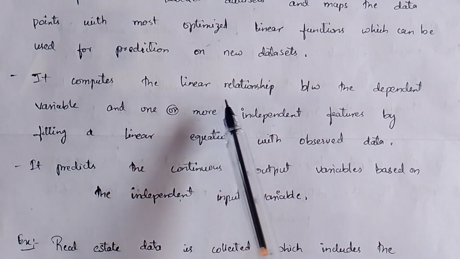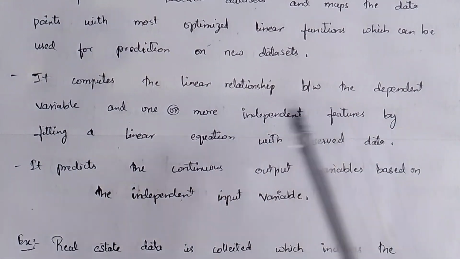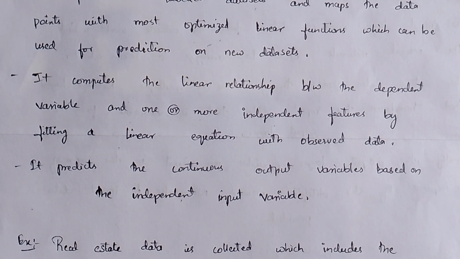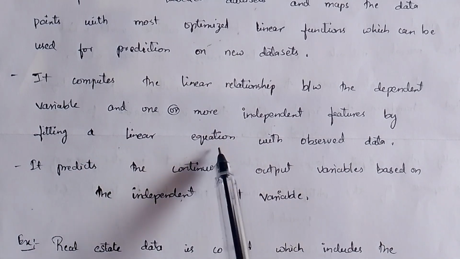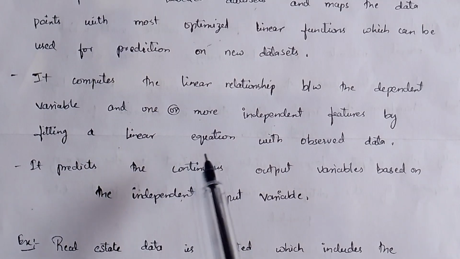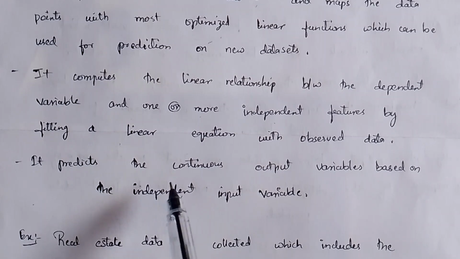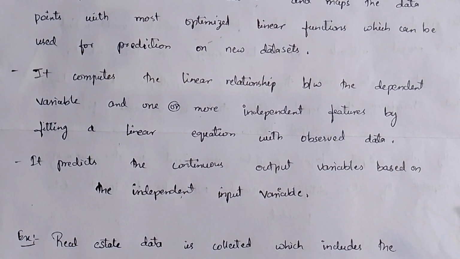It computes the linear relationship between the dependent variable and one or more independent features by fitting a linear equation with observed data. For example, when we are given the features of a car, then we have to make a prediction using those features which fits our requirements. So here it is saying that we have to fit a linear equation, that means it should fit our requirements. It predicts the continuous output variable based on the independent variables.